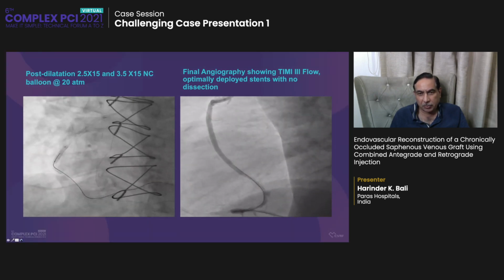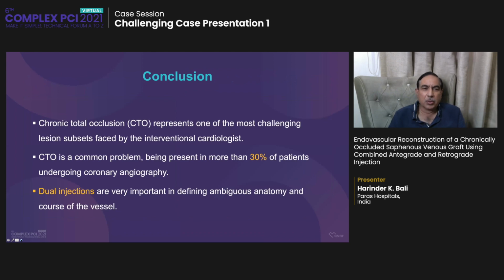TIMI 3 flow was achieved. So in conclusion, I would say that chronic total occlusions present one of the most challenging lesion subsets faced by interventional cardiologists. CTO is a common problem. It is present in more than 30% of patients undergoing coronary angiography in elderly people, and in post-bypass patients, 50 to 55% may have CTOs.